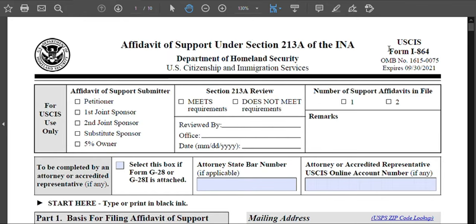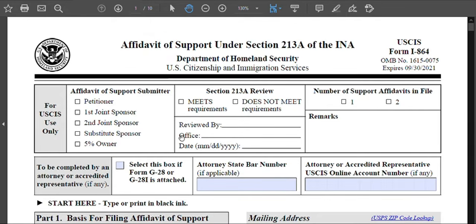One of the first things that I want to point out is, as a joint sponsor, you should not be the only one filling out form I-864. The primary petitioner must be also filling out form I-864, a separate I-864, even if they don't make enough income. Another thing you may have noticed is that this form is expired as of September 30th, 2021. This is fine. What they recommend is to just keep using whatever forms are available on their website.